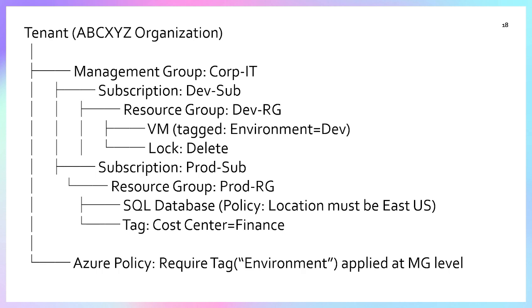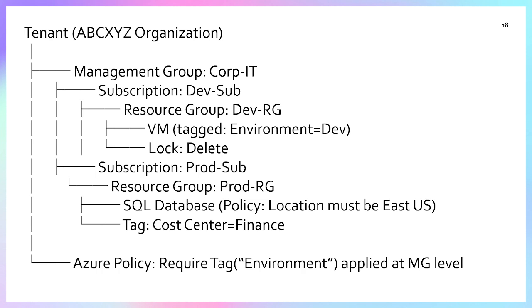Now, if you want, I can explain a little bit more. For the management group, the scope covers both subscriptions, dev and prod, right? And the dev subscription contains the RG and VM. I am talking about the scope, right? Again, the management group scope covers both the dev and prod subscriptions. For dev, it contains Dev-RG and VM. For prod, it contains Prod-RG and SQL database.